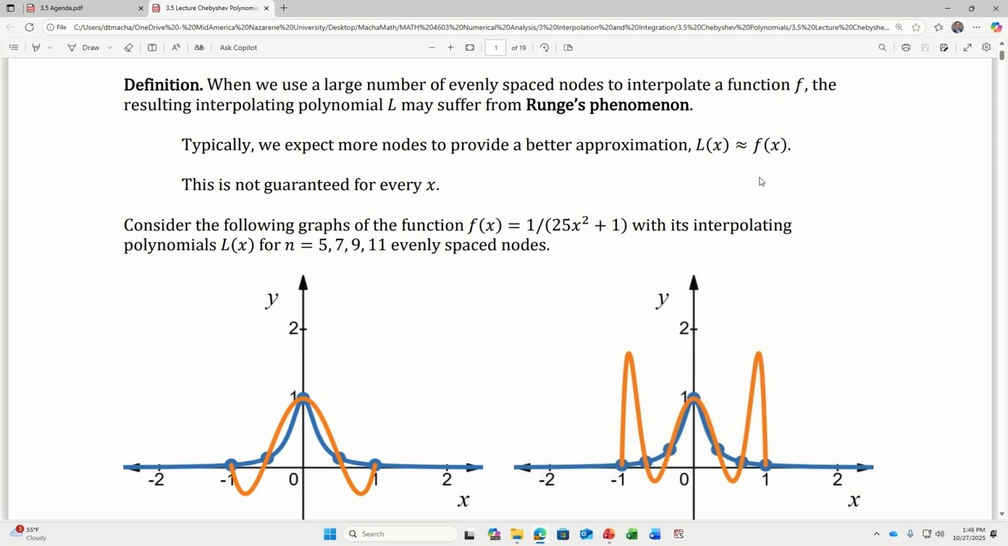When we use a large number of evenly spaced nodes to interpolate a function, the resulting interpolating polynomial may suffer from Runge's phenomenon. Typically, we want our polynomial to interpolate our function better, or be a better approximation of a function, if we choose more and more nodes, but that's not actually guaranteed. And so what I want to show you is these graphs.